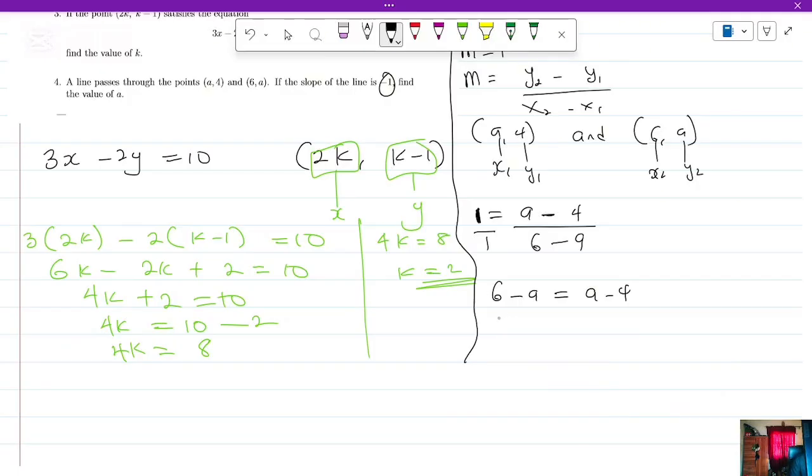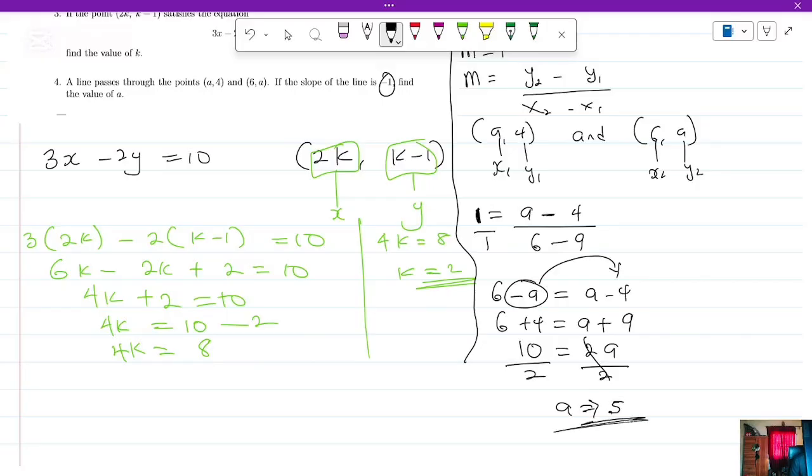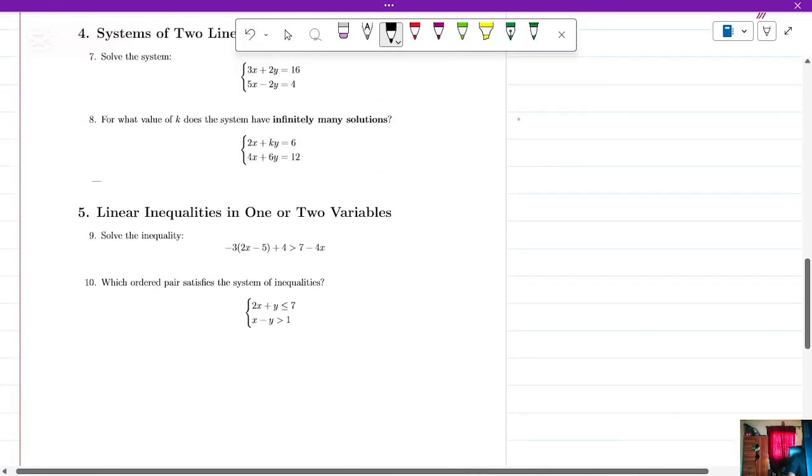So this is going to be 6 plus 4 equal to a plus a, because if this one should move to this side, then you have 10 equal to 2a, over 2, over 2. Your a is equal to what? 5. And that is how you can do well to solve that.